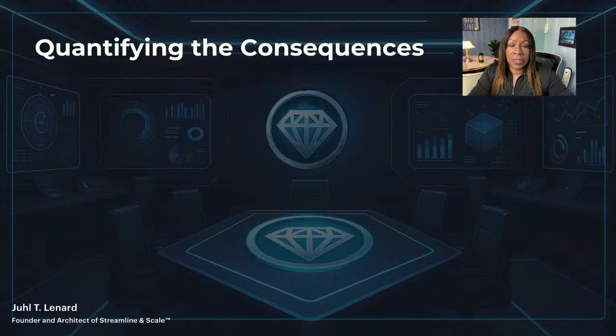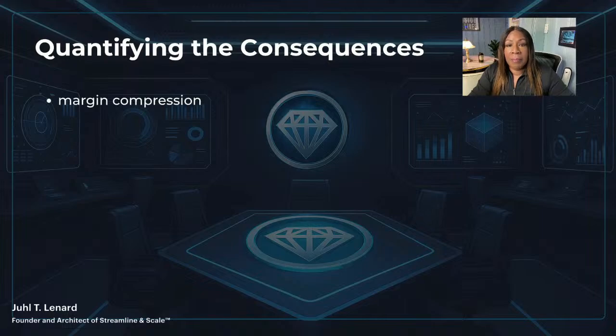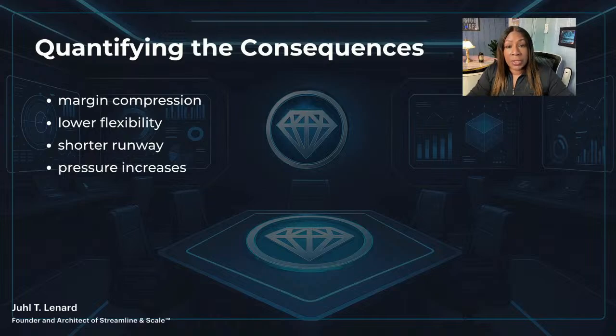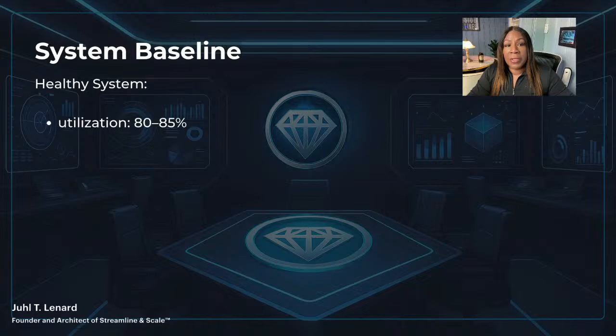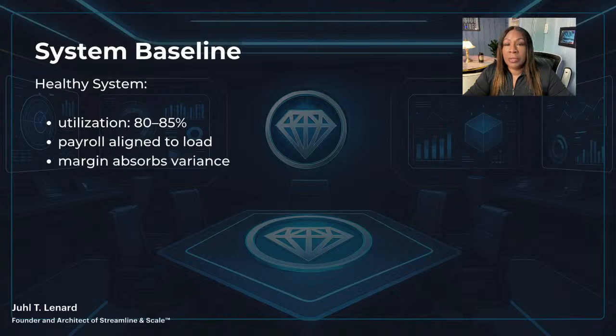So let's look at the consequences of the misdiagnosis. The margin is compressed. There's lower flexibility, shorter runway. The pressure's increasing, and the demand urgency is rising. At the baseline in a healthy system, we would see utilization at 80 to 85%. Payroll aligned to load. Margin absorbing the variance. And the system feels stable. It's healthy.